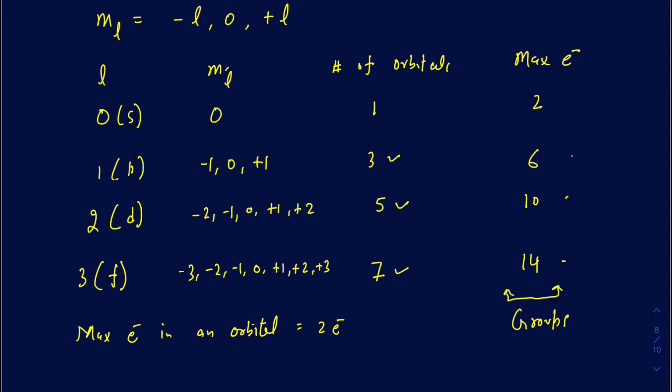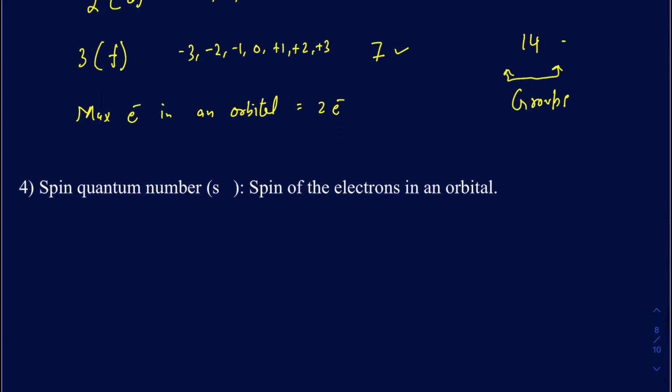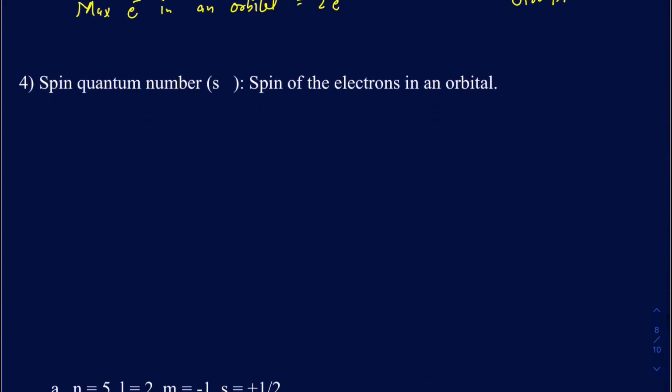Okay, so once you have this much information, you can talk about the last quantum number, which literally just depends on the orbitals. It's called the spin quantum number. It describes the spin of the electrons in a given orbital. So far we have the information up to the orbitals, and now how the electron is going to be placed in an orbital.